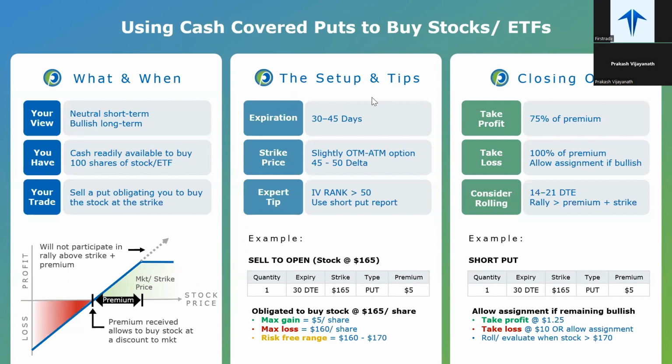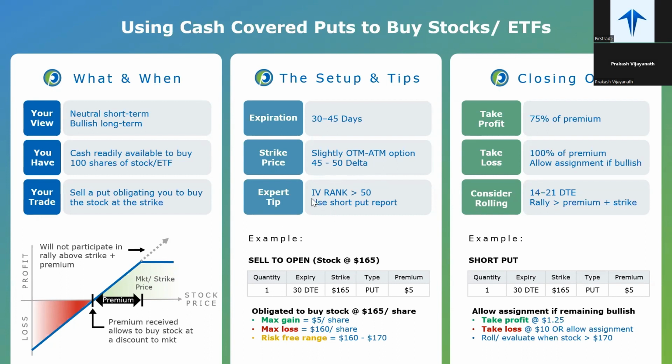Okay, when it comes to the setup and some tips, we're really looking at the optimal cash secured put. Expiration is 30 to 45 days to expiration, but really target more the 30 days to expiration. For the strike price, you are going slightly out of the money to at the money, so the delta would be 40 to 45. It says 45 to 50 here, but even 40 to 45 delta is completely okay.